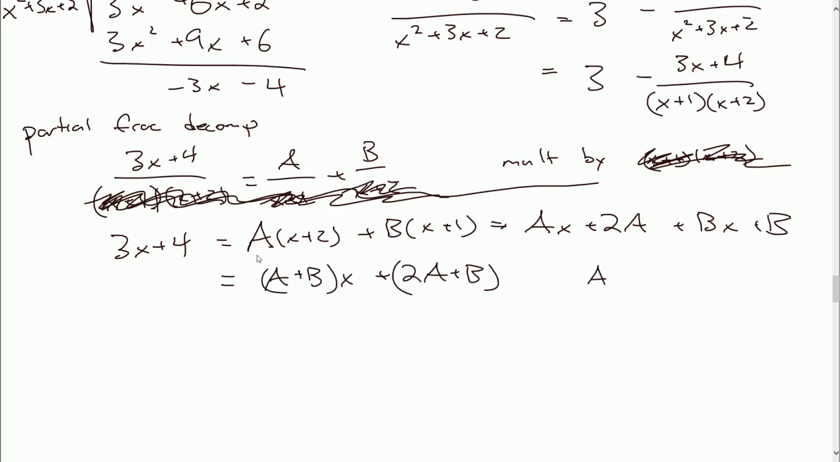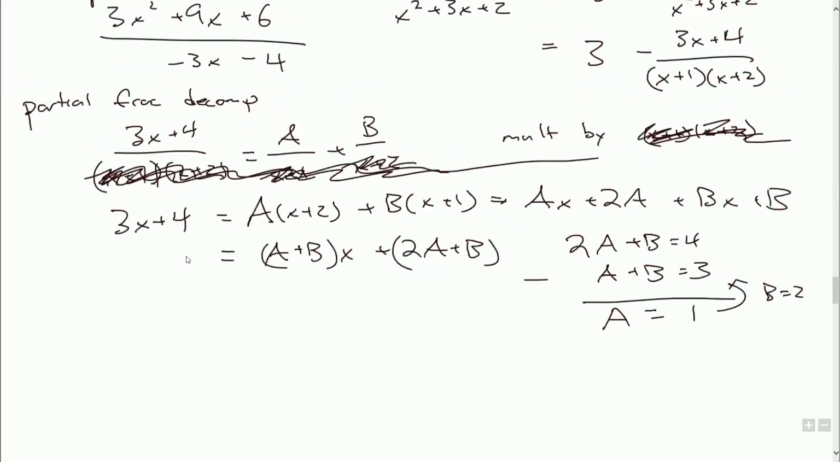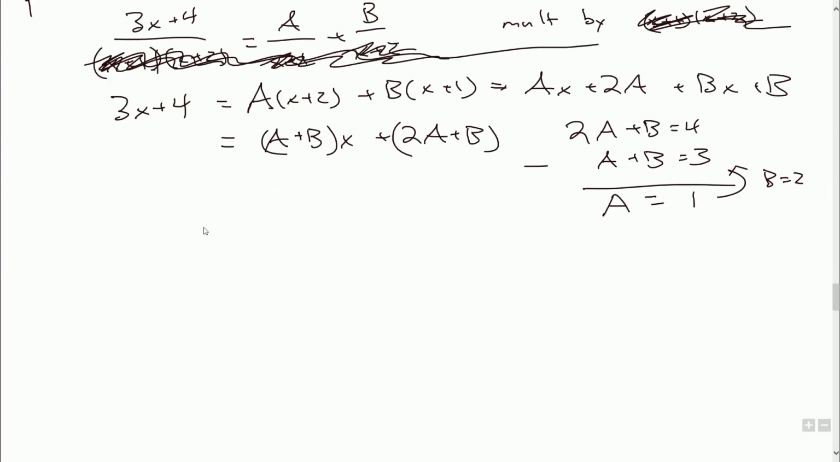Okay, so what does this tell us? A plus B is 3. 2A plus B is 4. Maybe it might be easier if I write it this way: 2A plus B is 4, A plus B is 3. Subtract the second equation from the first. You'll get A is 1. Plug that back in, B is 2. Okay, as long as you got the numbers right, that's likely worth the mark. But show a little bit of your work so you get everything all nice and neat.